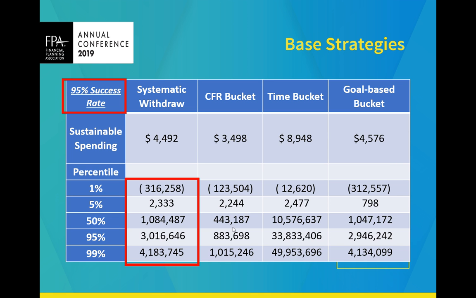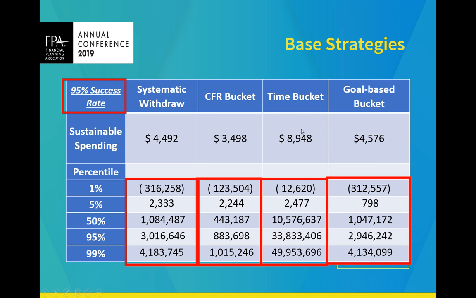Okay, and then the median. And then the variation is much smaller. However, you will consider systematic withdrawal to be very similar to goal-based. However, the time bucket here seems to be doing great, even in the tails. So this is very counterintuitive, but you can always attribute that to recent performance.